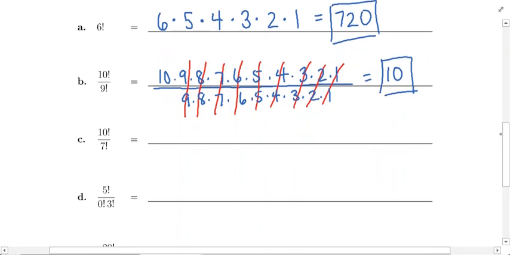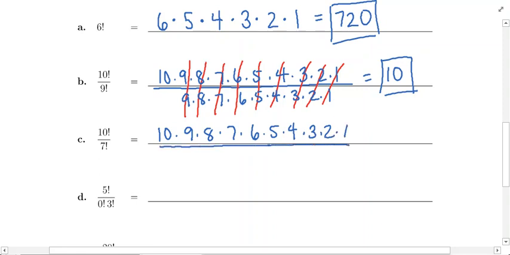Okay, so let's take a look at part C. This time it's 10 factorial divided by 7 factorial. You can do the same kind of thing we did in part B. So let's go ahead and write out 10 factorial again: 10 times 9 times 8 times 7 times 6 times 5 times 4 times 3 times 2 times 1. In the bottom, we're going to have 7 factorial.